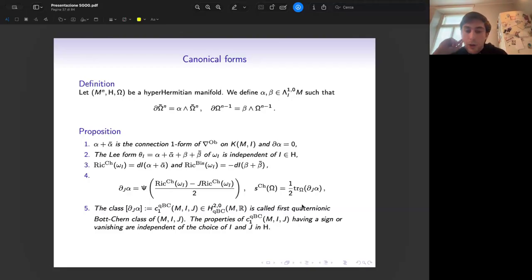But what I want to remark is that the cohomology class will change, but the property of the first Bott-Chern class to have a sign or vanish is independent of the choice. So if we assume that the first quaternionic Bott-Chern class of I and J vanishes, then that of any pair of anti-commuting complex structures in H will vanish too. And the same if we impose it to have a sign, a positive representative or a negative representative.